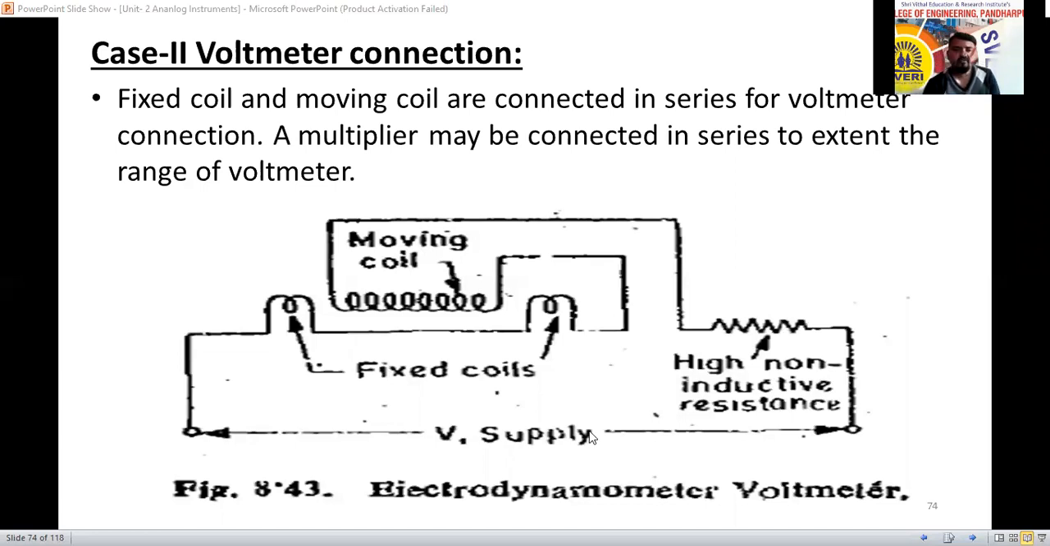So for the ammeter connection, the fixed coil and moving coil were connected in parallel, but for the voltmeter connection, the fixed coil and moving coil should both be connected in series. And for the ammeter connection, we added one shunt in parallel with the moving coil to extend the range of the ammeter.